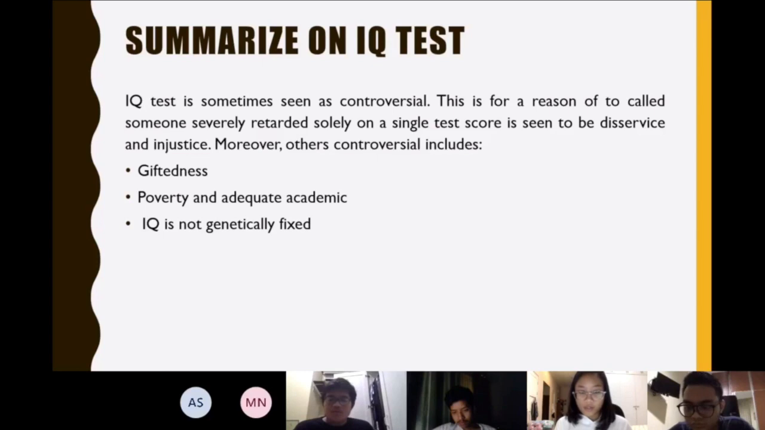As mentioned before, academics is one of the things that relates the most to your IQ score. And then the last one is that IQ is not genetically fixed. What that means is that although IQ is related to genetics, you can improve it by training, or your IQ can also decrease, such as because of poor education or the environment.